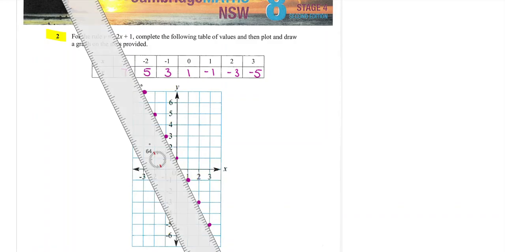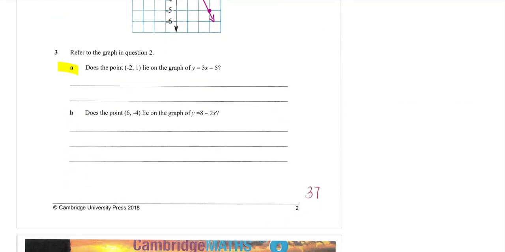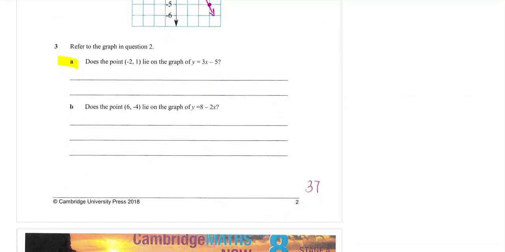So this topic in particular, you do need to make sure you have a ruler for on your exam. Okay, next question. It says refer to question 2, but I don't really think we need to. It says, does the point minus 2, 1 lie on the graph of y equals 3x minus 5?